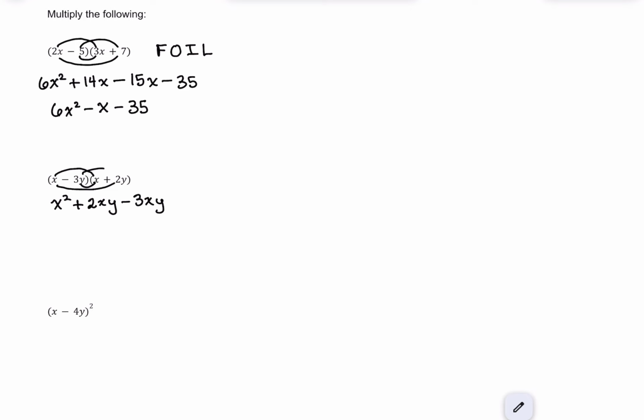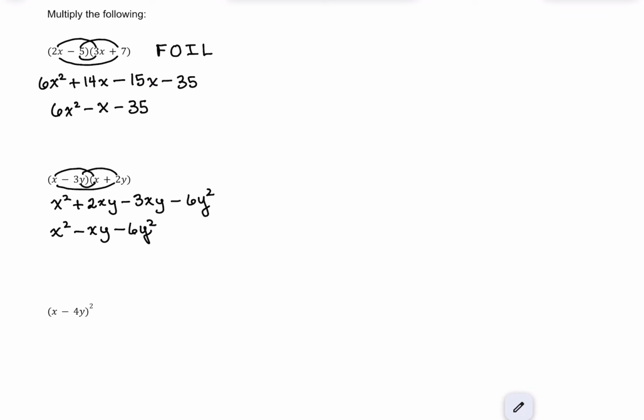And then our lasts, negative 3y multiplied to a positive 2y. Well, negative times positive is negative, 2 times 3 is 6, and y times y is y squared. Be careful that you remember that square on the y in the last term. So then I have x squared, my like terms, positive 2xy minus 3xy is a negative xy. And then our final term, minus 6y squared.